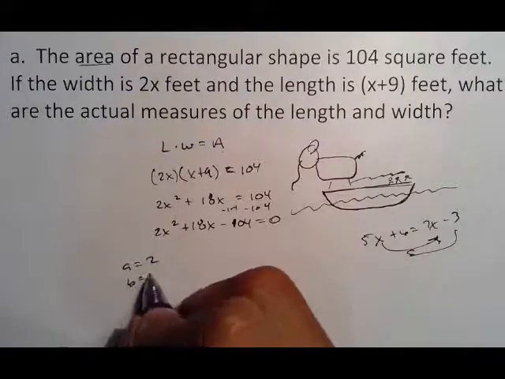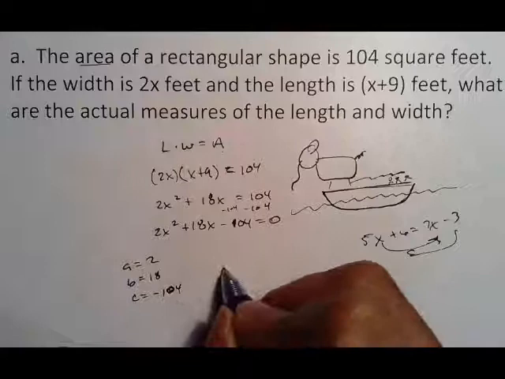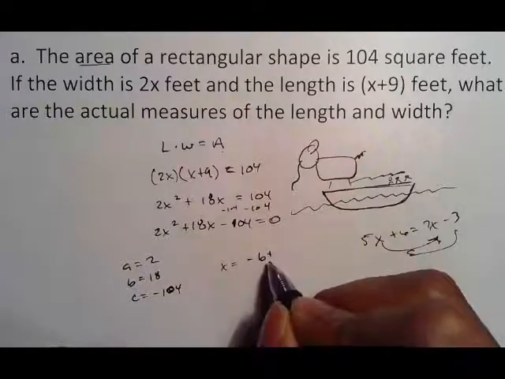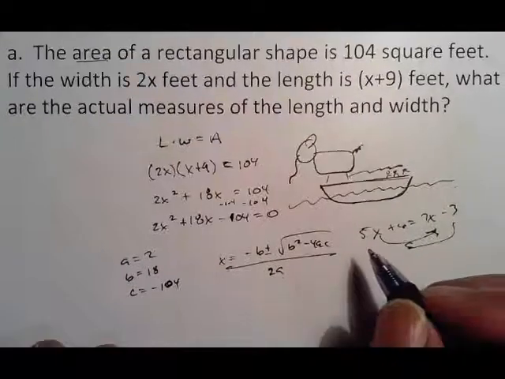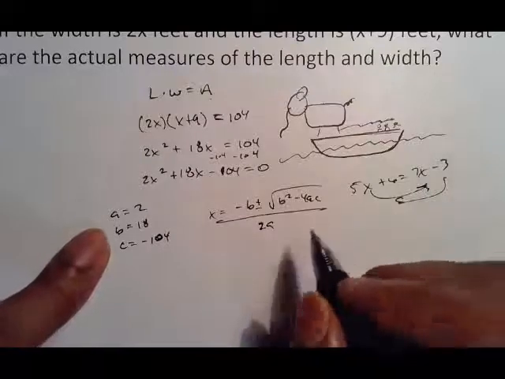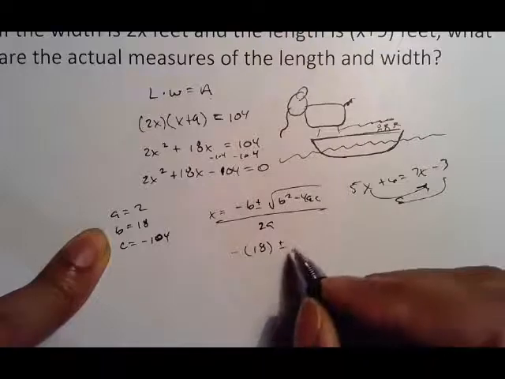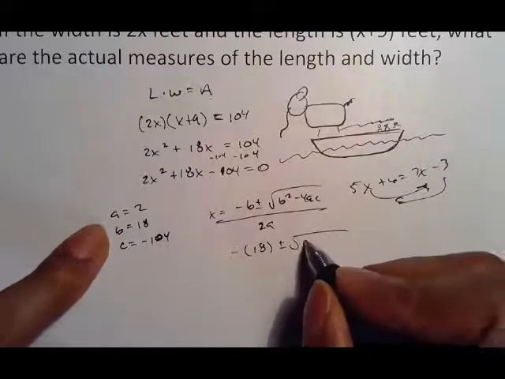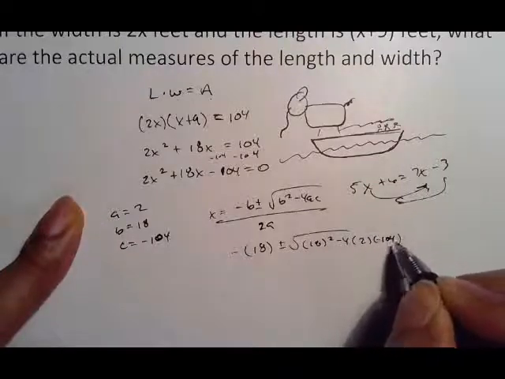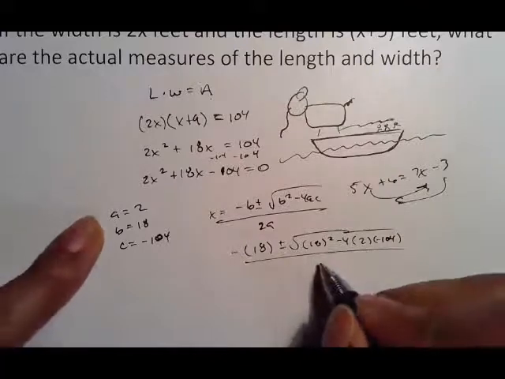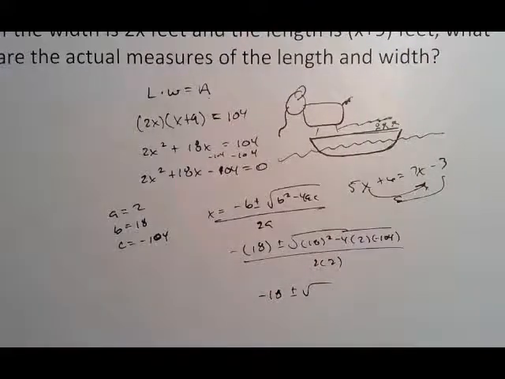A is 2, B is 18, C is negative 104, x equals negative b, there's my formula, and again just plug it in there. I hope this works, we'll see. Negative parentheses 18 plus or minus the square root of 18 squared minus 4 times 2 times, sorry, negative 104, that's important, all over 2 times 2. That turns into a negative 18, and again, let's hope this works.